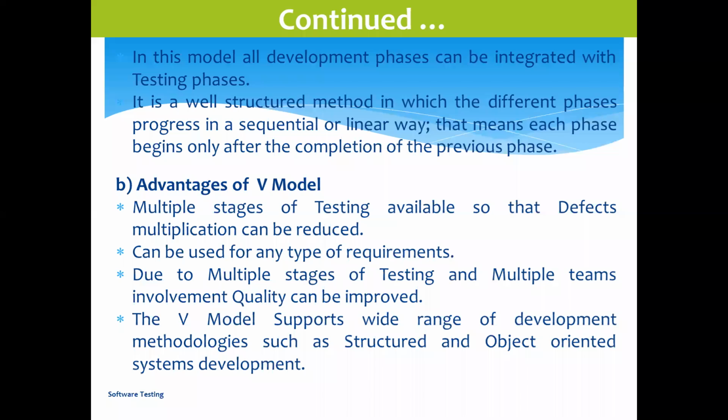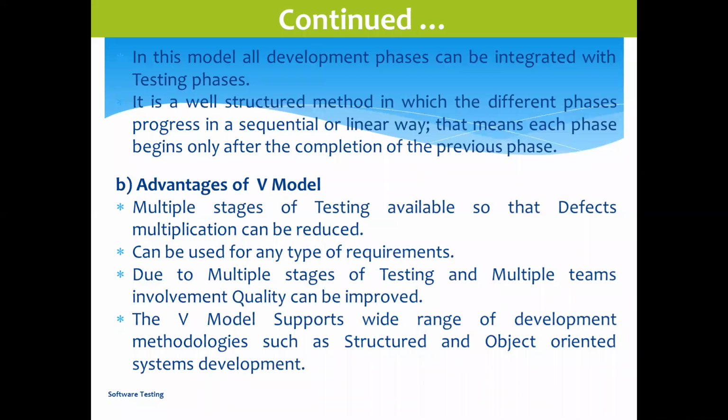Due to multiple stages of testing and multiple teams involved, quality can be improved. So we can form multiple teams: unit testing one team, integration testing one team, or system testing. Again, we can split into multiple teams: database part one team, automation part one team, application part one team. Like that, we can split into multiple teams and parallelly assign the tasks, so that it can be finished quickly.